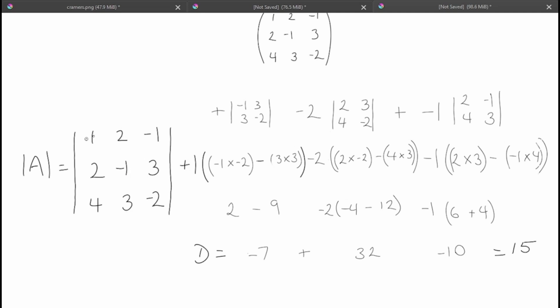Right? And for the final one, minus 1, block off the row, block off the column. What we remain with is 2 by 3 minus 1 by 4. And this minus 1 will be multiplied by positive, so it will remain as minus 1.